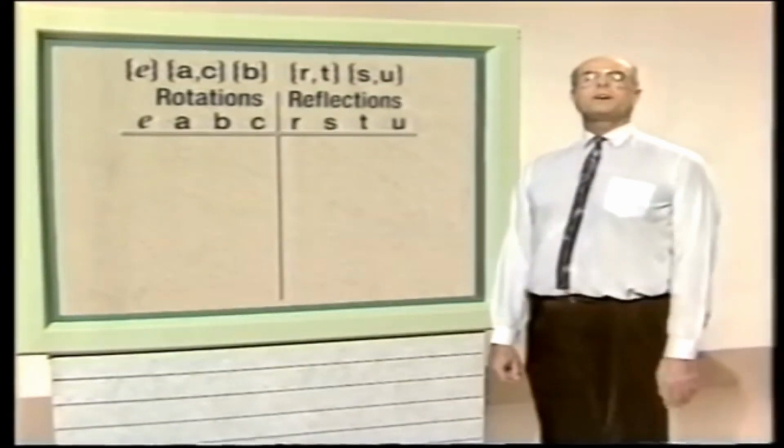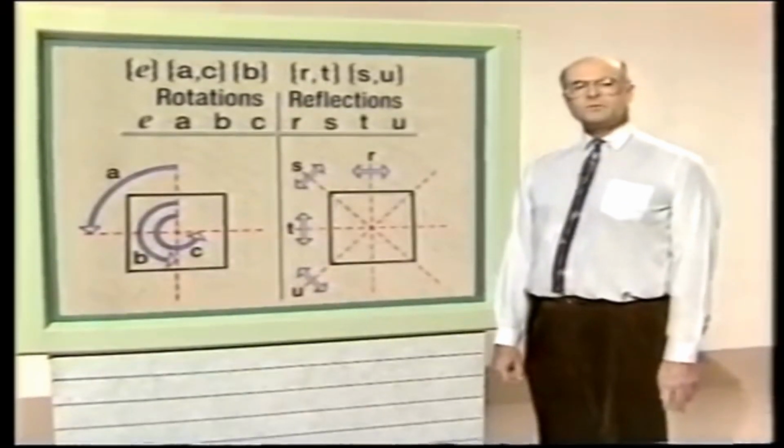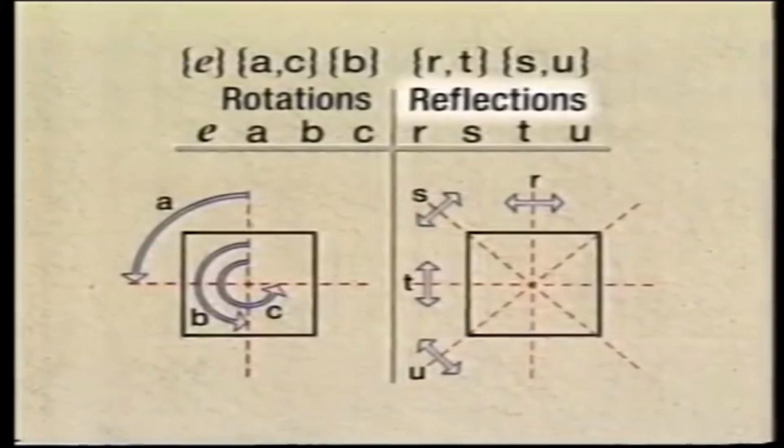Now that we've got all 5 classes, let's see what they look like geometrically. Take the reflections. Geometrically, there are 2 types of reflection. Those in the diagonals of the square, S and U, and reflection in lines bisecting opposite sides, R and T. So there are 2 geometric types, and they coincide with the 2 conjugacy classes.